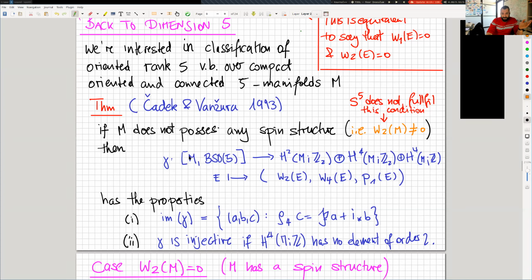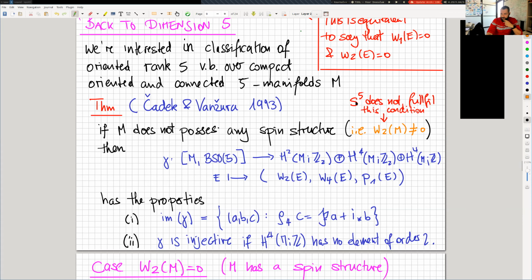And you see here, it's exactly the same game. You just take a vector bundle and associate to it certain characteristic classes. And they say that the image is described by this equation and the map is injective if H4 has no element of order 2. And then more or less you describe uniquely your vector bundles over your manifold, which is not spin. But as I said, this doesn't hold for S5, because the second Stiefel-Whitney class lies in H2 with coefficients in Z2, right?